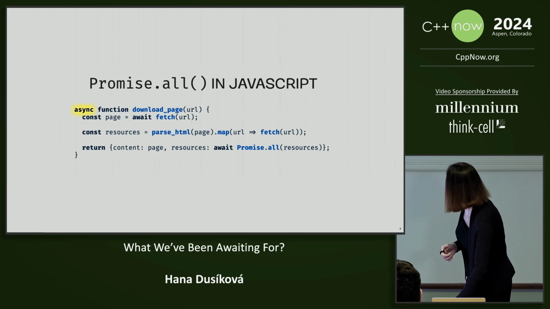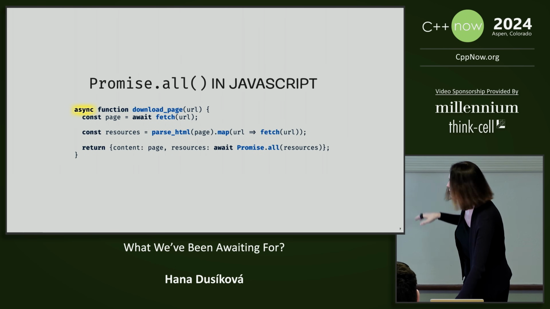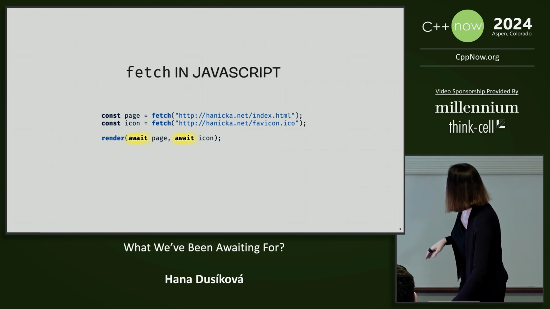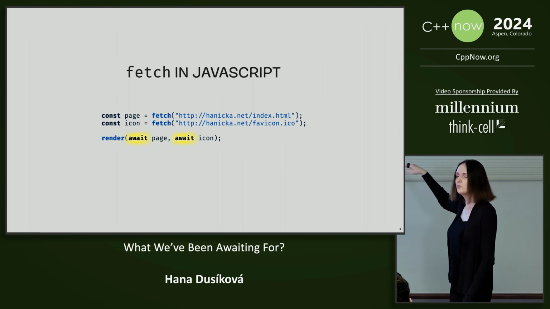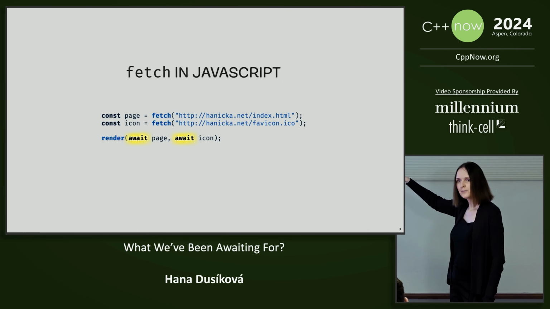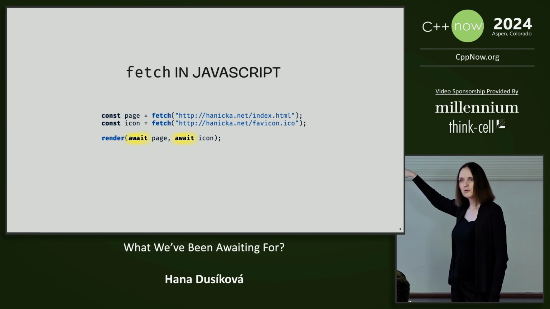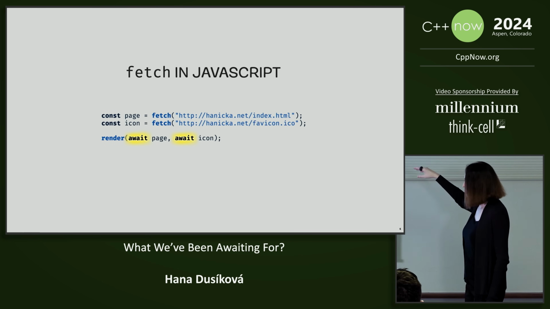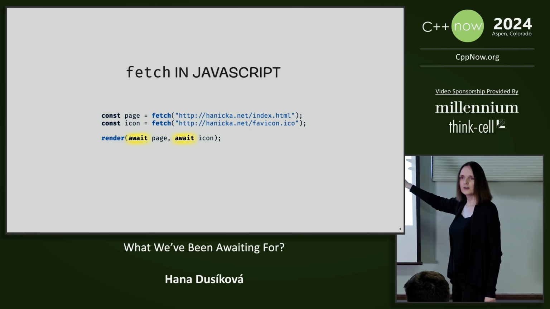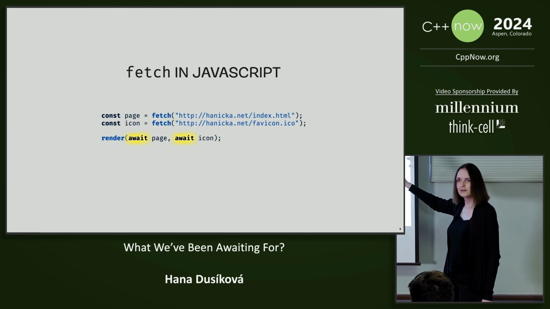So you can do a promise all combination if you want, but also you can do something like this. You can fetch two documents and co-await on them. Because everything is lazy, fetch is started internally, and it will do the download of the file even if you're not waiting on it. So this is also like a fork and join, but not explicit.